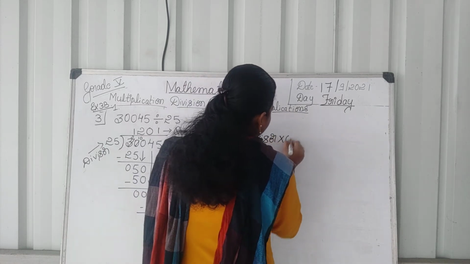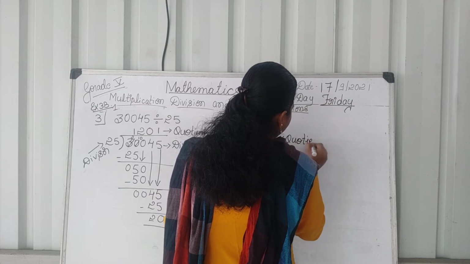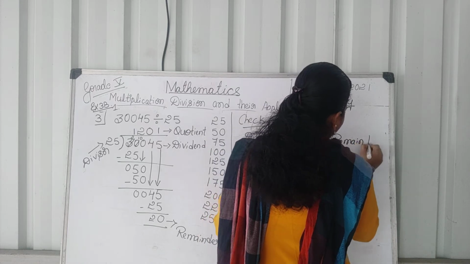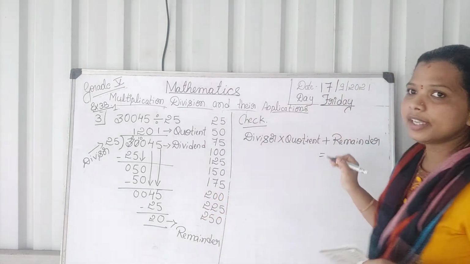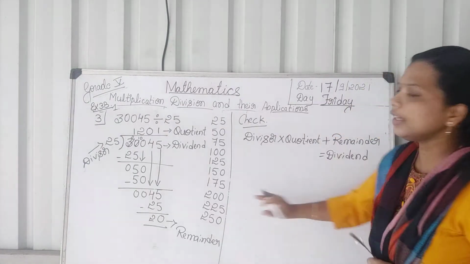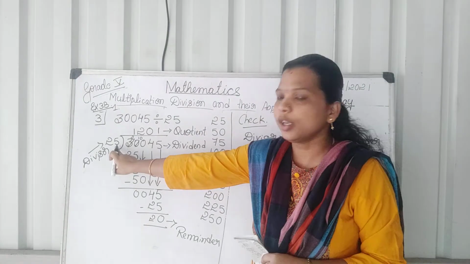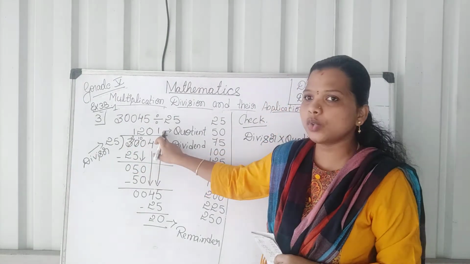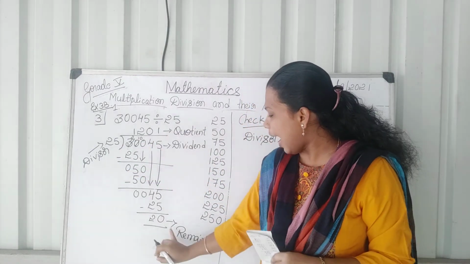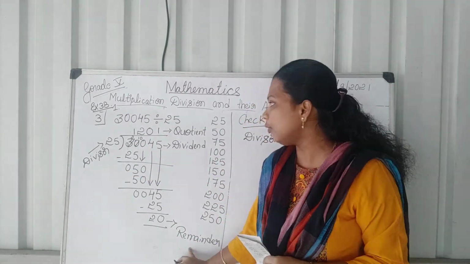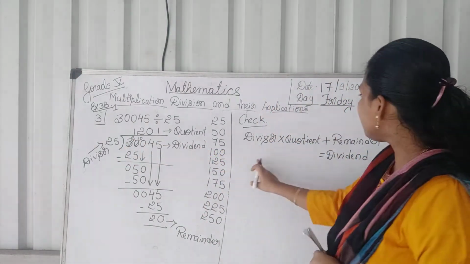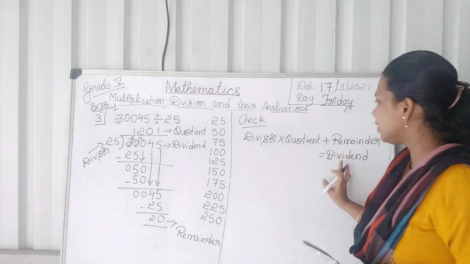Check it. Divisor into quotient plus remainder is equal to what? Dividend. In this problem the divisor is 25 and the quotient is 1201. Multiply the divisor into the quotient, then add the remainder to the answer. If we get 30,045, then our division is true, otherwise it is wrong.